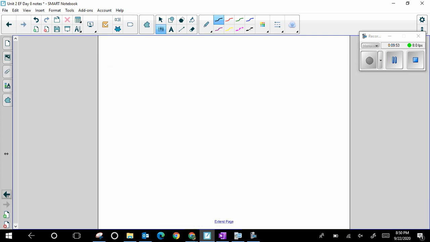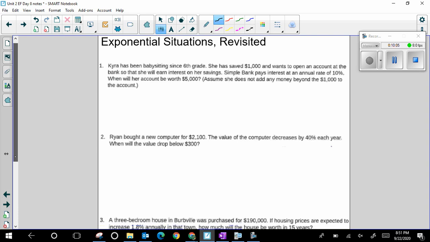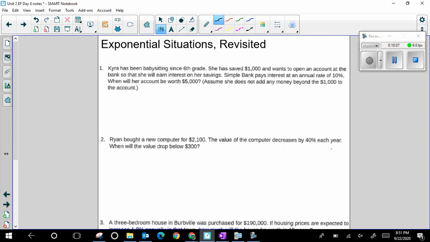All right, so we did these exponential situations a while back, and when we wrote out the equations and solved them, we graphed them. We did our y sub 1, y sub 2, we reset our windows and looked for the intersections. So now that we know how to use logarithms, we can do this a little bit differently. Okay, so these are the exact same problems that we did before.